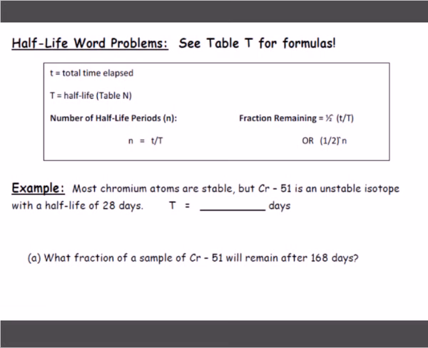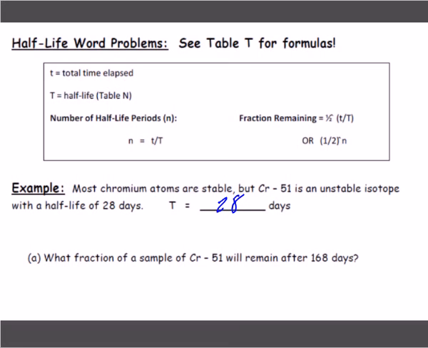So if you were going to use the formula, your T, your half-life, you can get that from table N. It gives it to you right here. It's 28 days, your half-life. So it's asking what fraction of a sample will remain after 168 days. You can use one of these formulas, but I'm not going to do it that way.